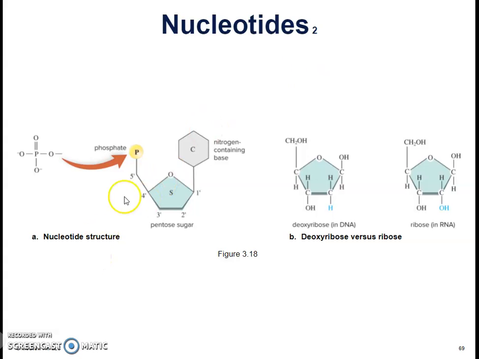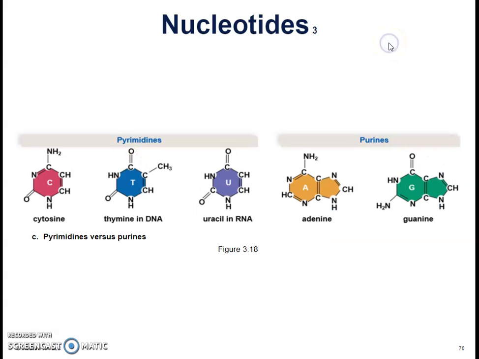So here is deoxyribose versus ribose. Deoxyribose just has 1 less oxygen. That's all it is. Ribose has an oxygen right here, whereas deoxyribose does not. That's the only difference in the sugar molecules.